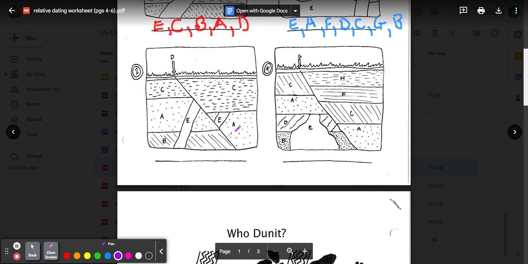All right, oldest layer. What's the oldest layer? All right, it can't be E, because E cuts through into A right here. It can't be A because A is on top of B, so we've got to go with B first. So we got B, and then A. Then it looks like E happens.